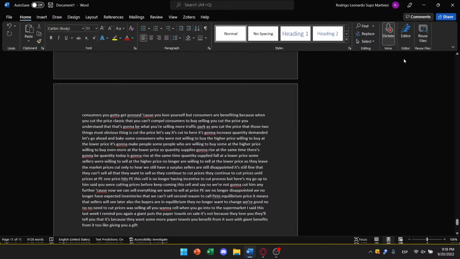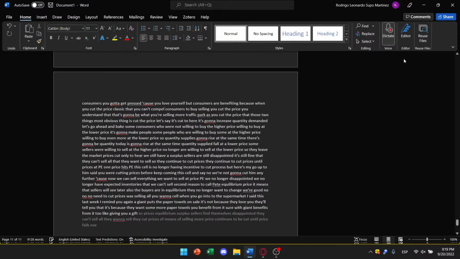So when price is above equilibrium, it's a surplus. Sellers find themselves disappointed. They can't sell all they want to sell. They cut price as a means of selling more. Price continues to be cut until the price falls to PE. When price is at PE, the equilibrium price, sellers have no further incentive to cut prices. Price settles here. What if price is below equilibrium? Draw another one.